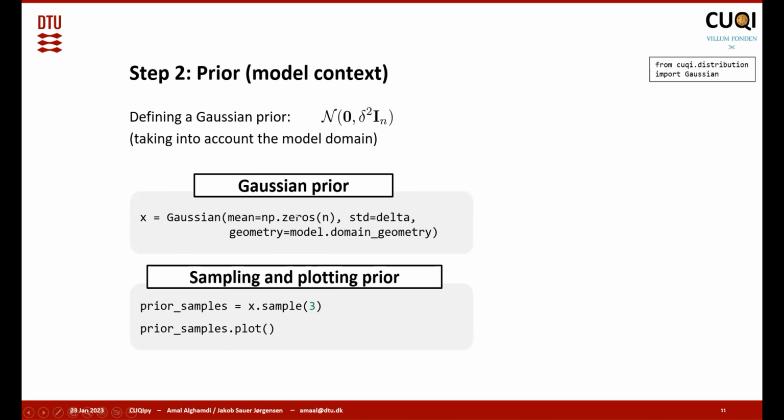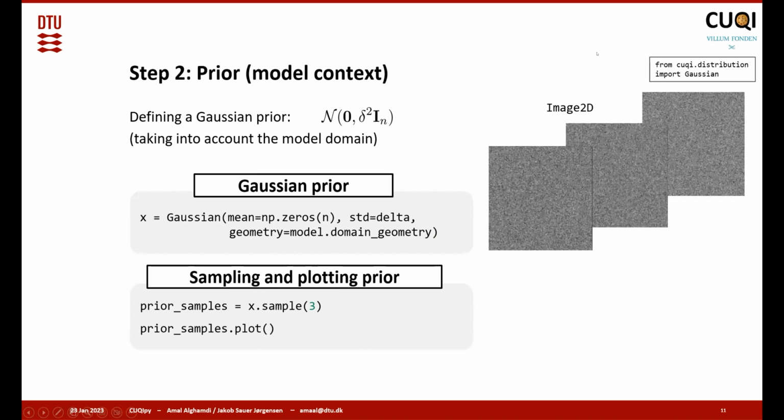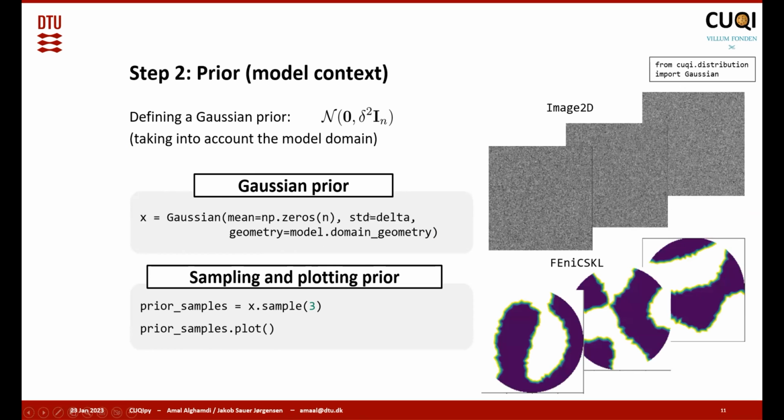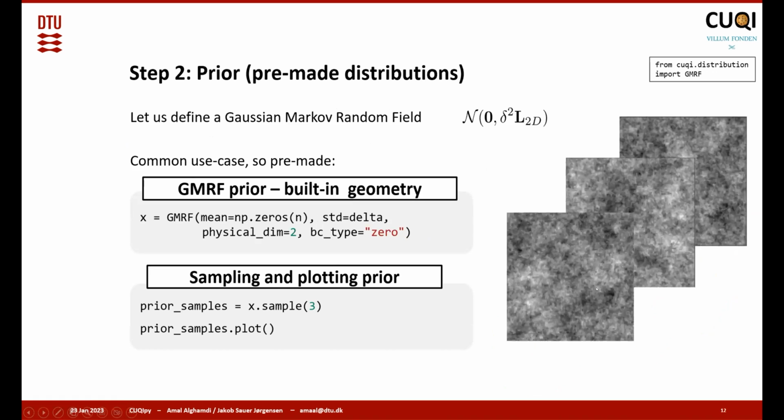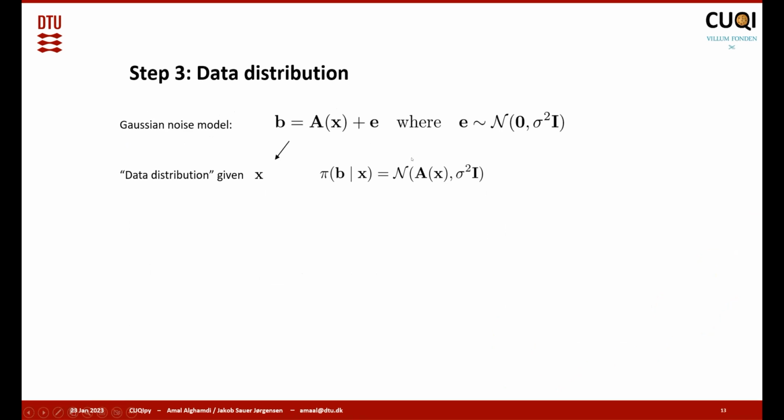So here we see two examples when the domain geometry changes. If the domain geometry is image 2D, we will get samples like this. But if we choose the domain geometry to be our KL expansion with a particular setup, we will get samples that look like this. And then there are other choices also of priors, for example, Gaussian Markov random field, and so on.